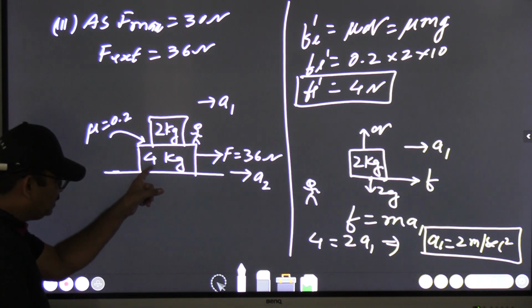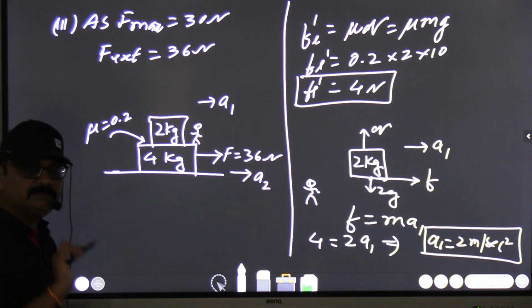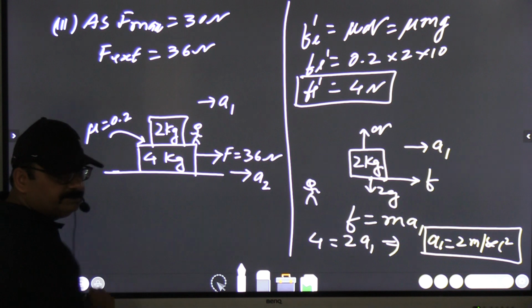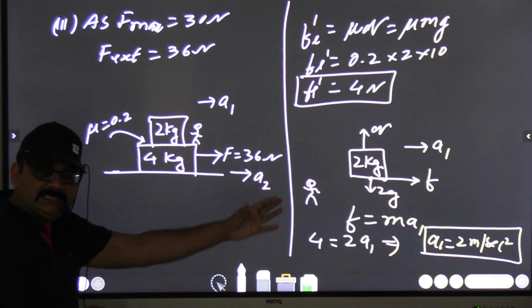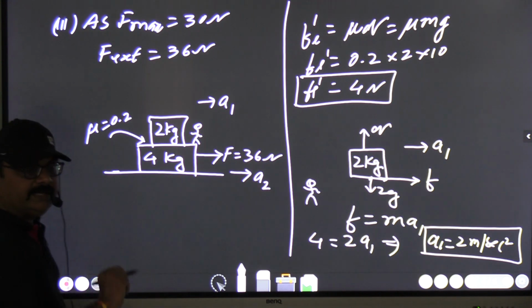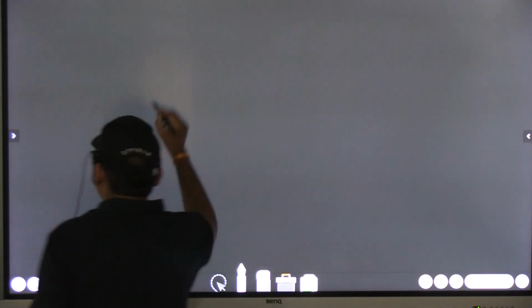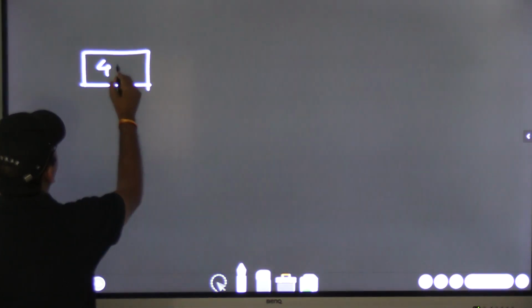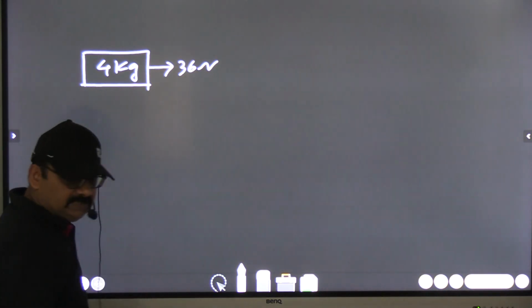So the lower block will experience two frictions. Number one, the friction exerted by the upper body in this direction, and since the body is moving in forward direction, in rightward direction, the frictional force exerted by the ground will be in backward direction, right? So I am drawing the free body diagram of the lower body. Now this is 4 kg. One force is 36 Newton. This is the external force.